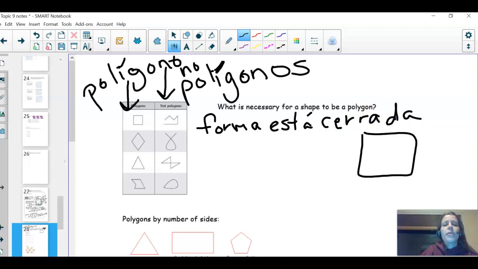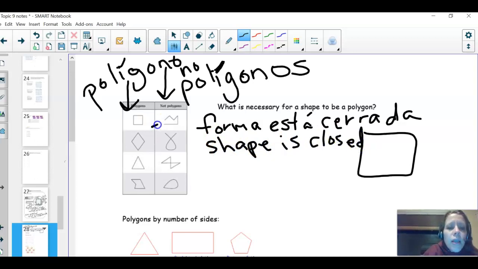Cerrada, porque es forma. The shape is closed. So do you see right here? That's not closed. Este no está cerrado. So that one is not a polygon. Okay? The sides have to be lines, okay?